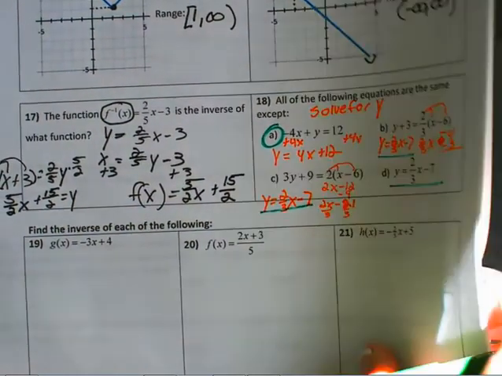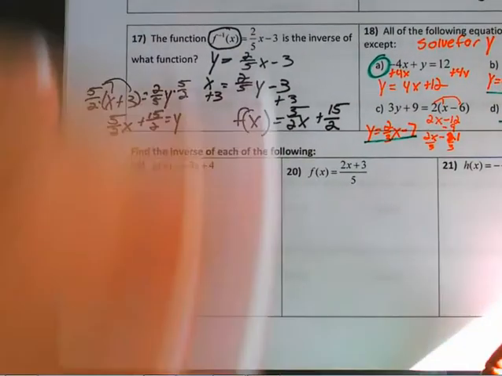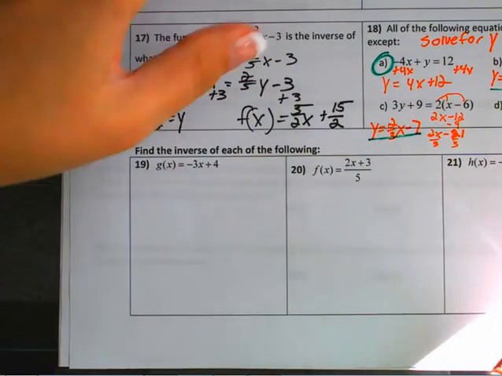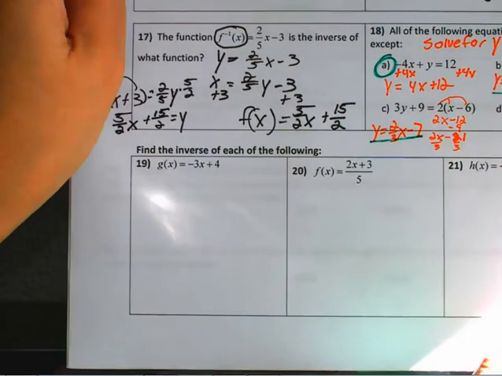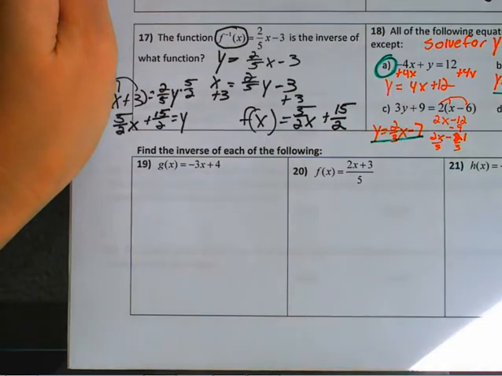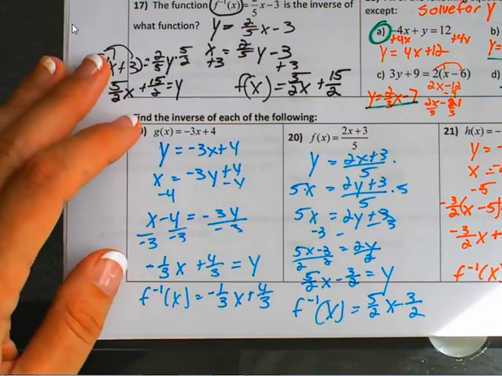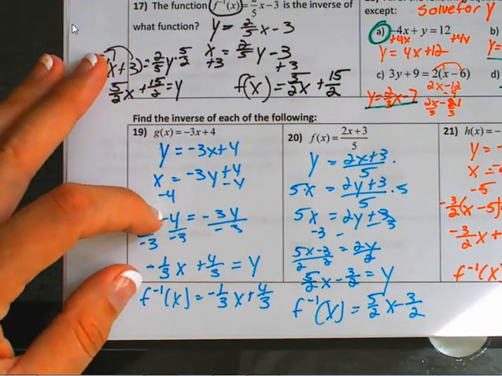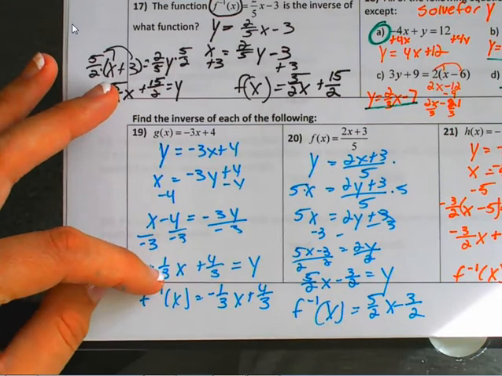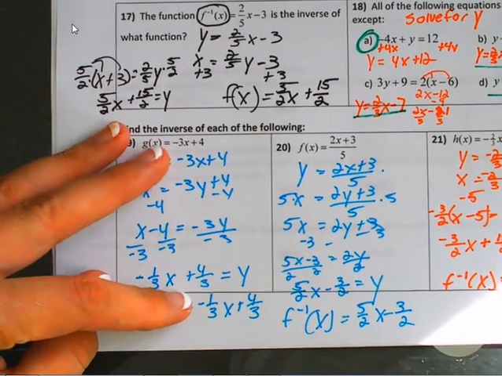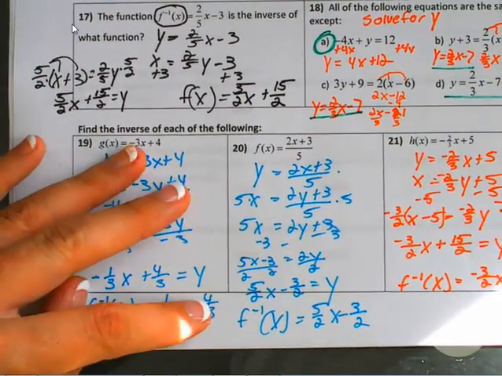Find the inverse of the following. This is review from Unit 1. So remember that the trick is switch x and y and then solve for y. I'm going to pause the video because you should be able to do that yourself, and then I'll put the answers on here. Okay, starting with number 19, the algebra for this one is pretty straightforward. You should have got f inverse of x equals -1/3 x plus 4 over 3.